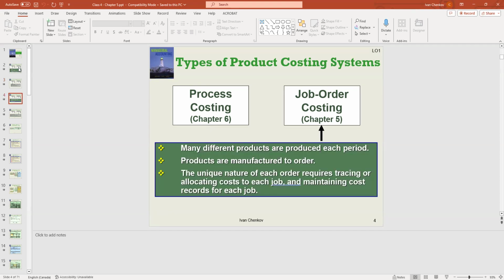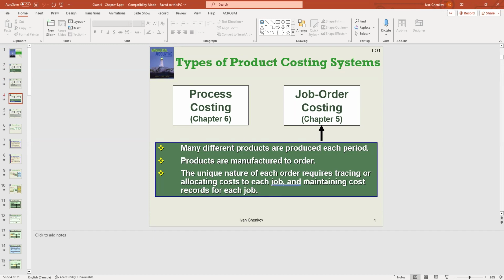Job costing is the second available costing system. The interesting thing with job costing is that now we're going to have different products produced in the same period. So now we're not producing the same product over and over again. Now we're producing unique products, and products are produced only when there's an order. When the customer places an order, then we start producing our products.